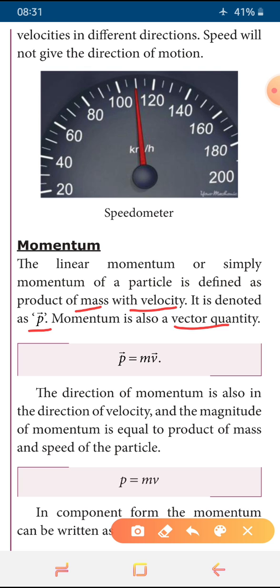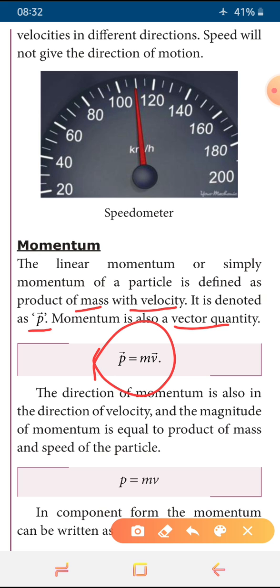Once again let us recall: what is a vector quantity? It has both direction and magnitude. Then the formula we can write here as p vector is equal to m into v vector. Here p vector denotes momentum, m is mass, and v vector is the velocity. When we multiply mass into velocity, it gives the momentum. The symbol for momentum we are using is p.